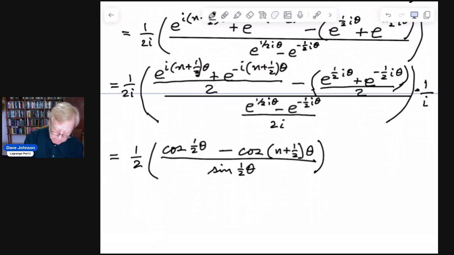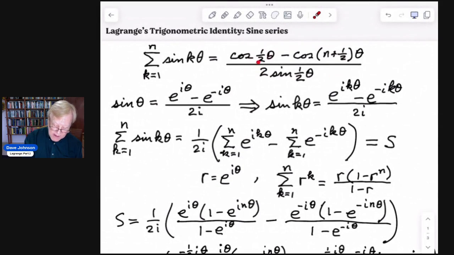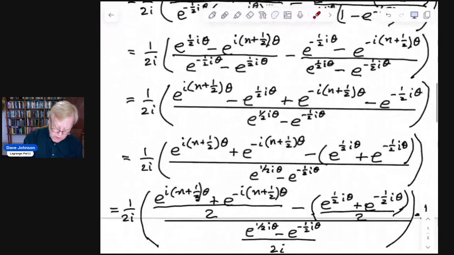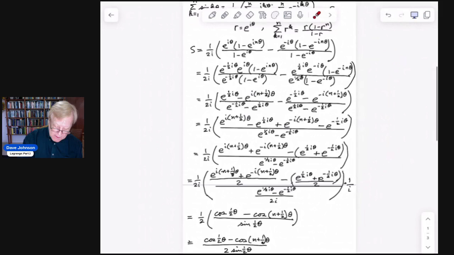And if I go ahead and multiply by that 2 inside the parentheses, what we end up with is cosine 1/2 theta minus cosine of n plus 1/2 theta divided by 2 sine 1/2 theta. And that's exactly what we wanted. So let's go back to the very beginning. Notice, so cosine 1/2 theta minus cosine n plus 1/2 theta divided by 2 sine 1/2 theta. And that's exactly what we wanted. So let me shrink this down so you can get a better view of it, perhaps.